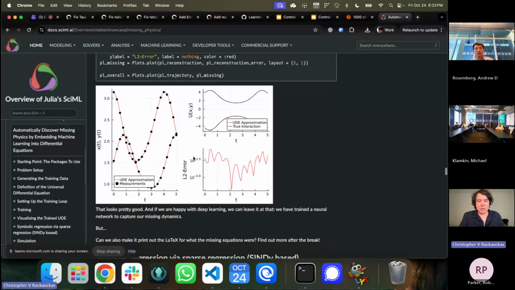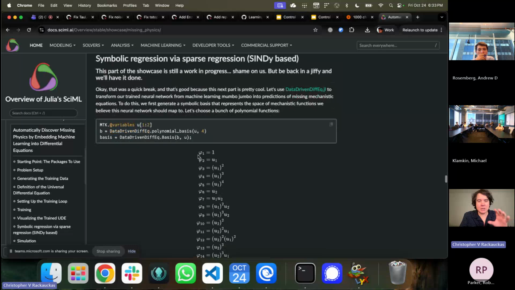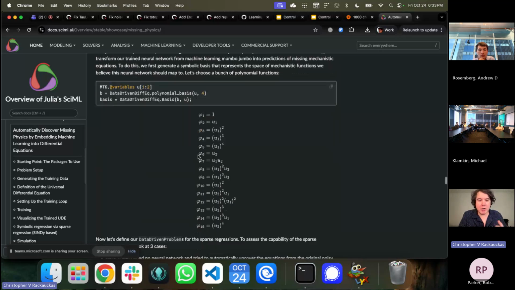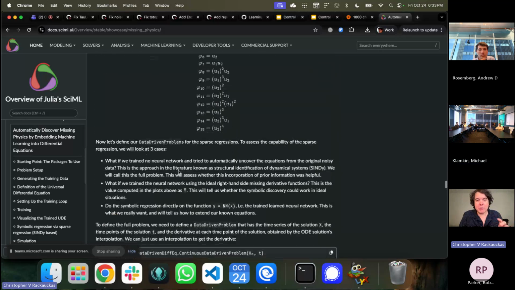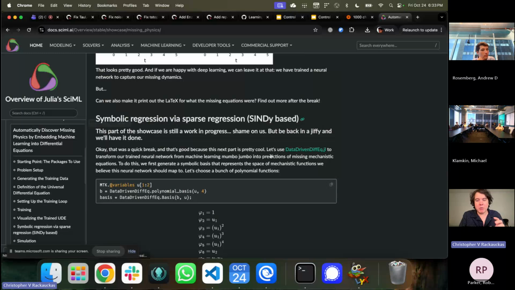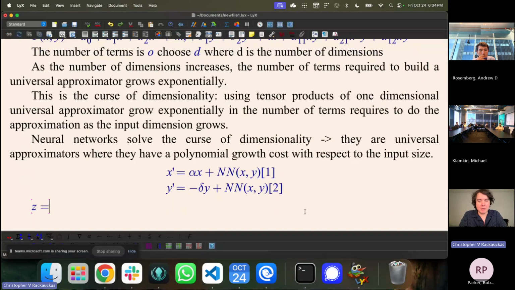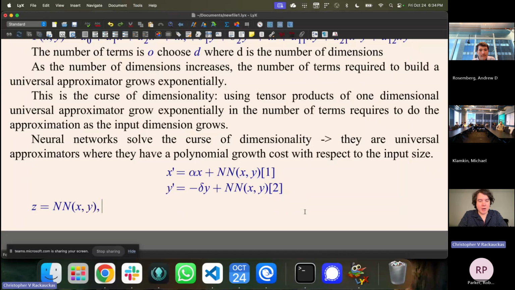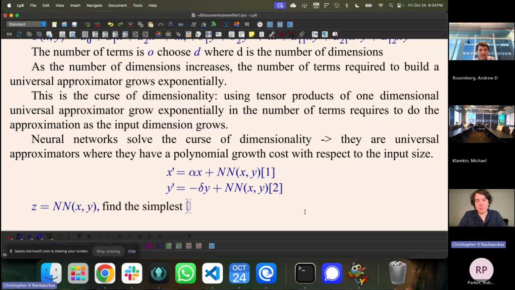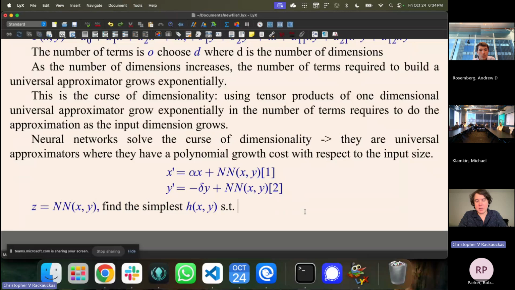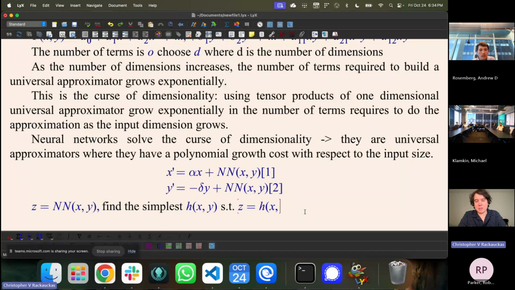And then what I can do here is say, okay, now that I have a representation of that function, I can do all sorts of things. I can do things like a global sensitivity analysis, find out what variables are in there, all sorts of things, right? So here what I'm showing, for example, is a sparse regression. What I'm going to do is a problem where it just says basically, z equals neural network of xy, find the simplest h of xy such that z equals h of xy, right?